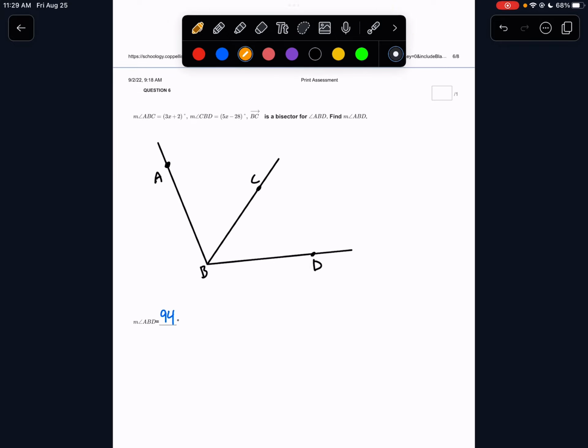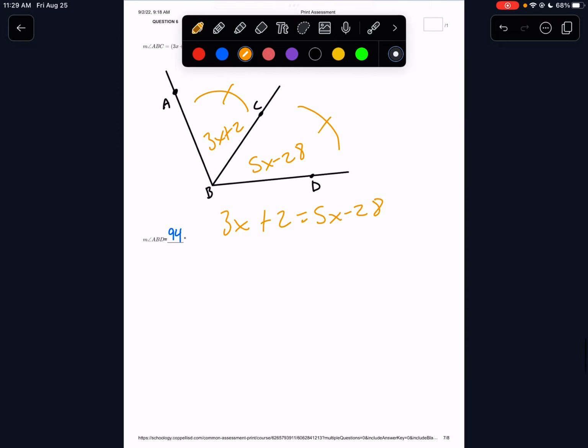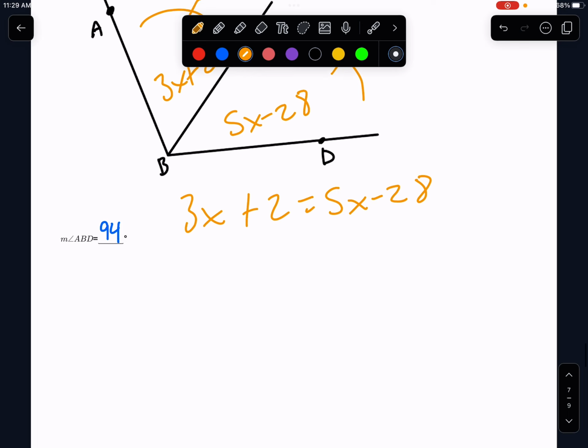Angle ABC is 3x plus 2. Angle CBD is 5x minus 28. It says BC is a bisector for angle ABD. That means that these two parts are equal. So we can take 3x plus 2 and set it equal to 5x minus 28. We get the x's on the same side, 2x, move the 28 over, that would be 30. So x equals 15.